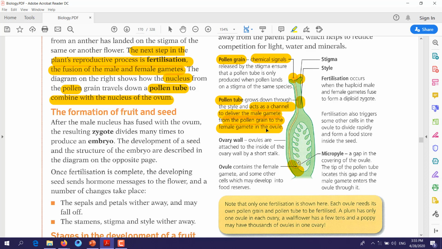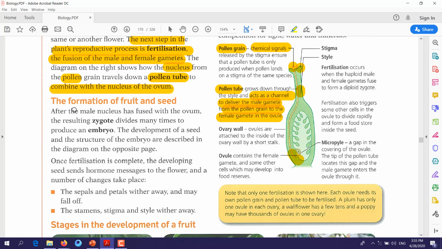So if you have a question that says what is the role or what is the function of the pollen tube in fertilization, you will say it acts as a channel to deliver the male gamete from the pollen to the female gamete in the ovule. After that, the formation of fruit and seed.